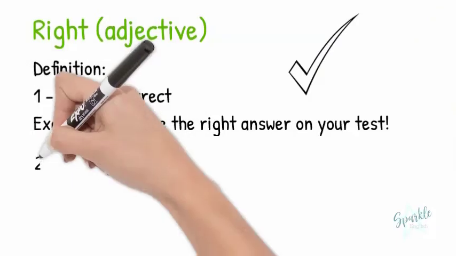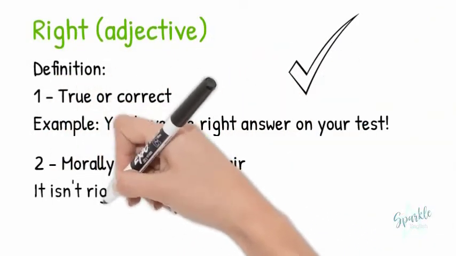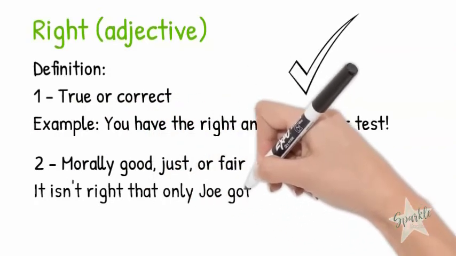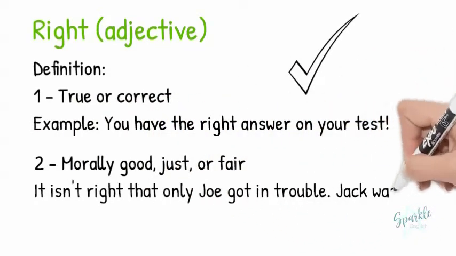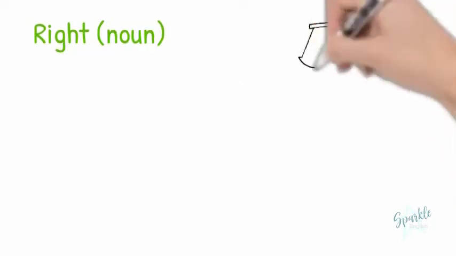If something is right, it can also mean it is morally good, just, or fair. Example: it isn't right that only Joe got in trouble. Jack was misbehaving too.